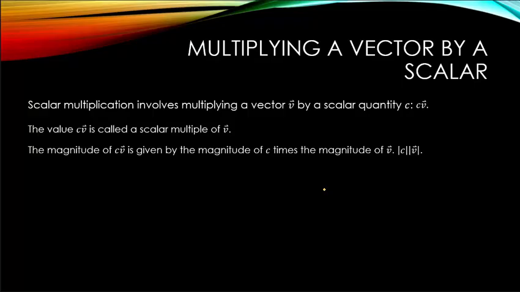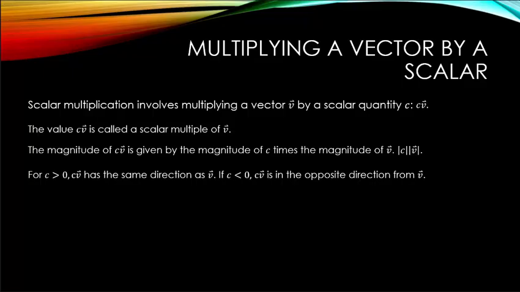The negative signs attached to my vectors indicate direction. If c is greater than 0, then c times the vector v will have the same direction as the vector v itself.